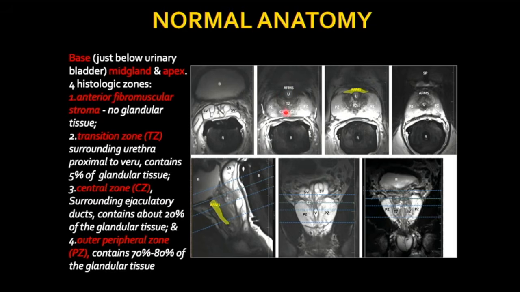Then we have the transition zone which is surrounding the urethra. You can see here also the transition zone which is surrounding the urethra. It contains 5% of the glandular tissue. Then we have the central zone which surrounds the ejaculatory duct. So this is the central zone which is seen on the coronal images. It contains about 20% of the glandular tissue. And then we have the outer peripheral zone which contains about 70 to 80% of the glandular tissue. And this is where most of the prostatic cancers occur.